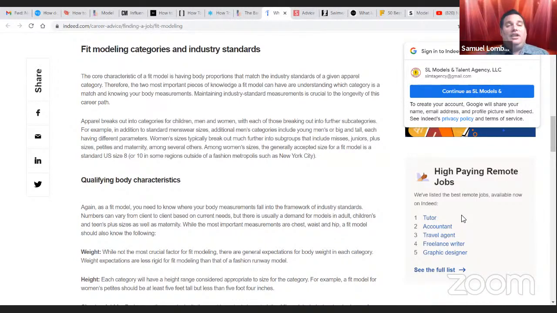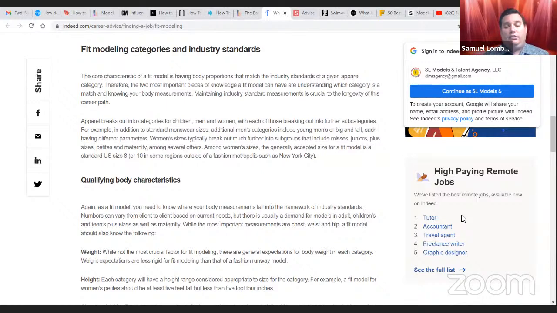Exactly. Women's sizes typically break out much further into subgroups that include misses, juniors, plus sizes, petites, and maternity, among several others. Among women's sizes, the generally accepted size for a fit model is a standard US size 8, or 10 in some regions outside of a fashion metropolis, such as New York City.